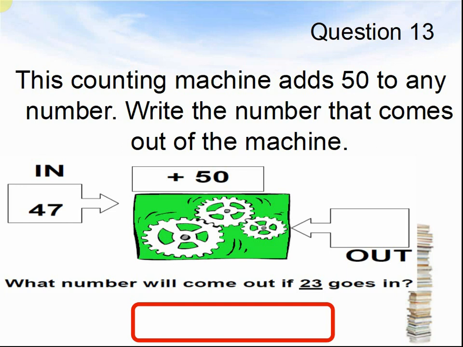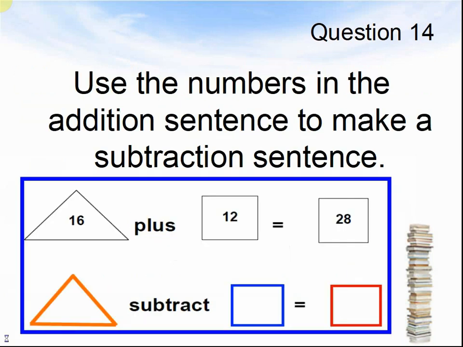Here comes question 14. Use the numbers in the addition sentence to make a subtraction sentence. 16 plus 12 equals 28. Using the same numbers, you have to give me a subtraction. Something take away something equals something. Pause the video until you are ready for question 15.